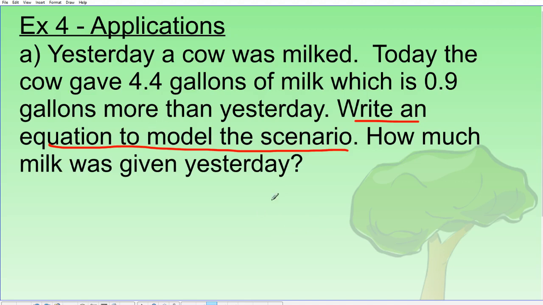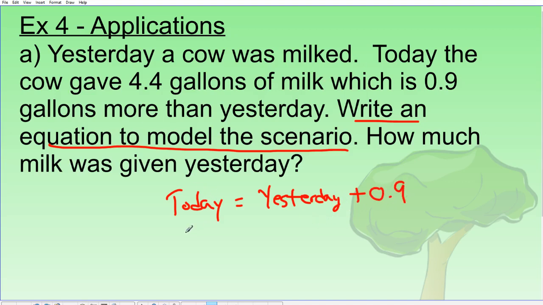It says, yesterday a cow was milked. I don't know how much milk the cow gave yesterday. In fact, that's a question. How much milk was given yesterday? So yesterday's milk is unknown. But I know that today it gave 4.4 gallons of milk, which is 0.9 gallons more than yesterday. So today's milk is equal to yesterday's milk plus 0.9.